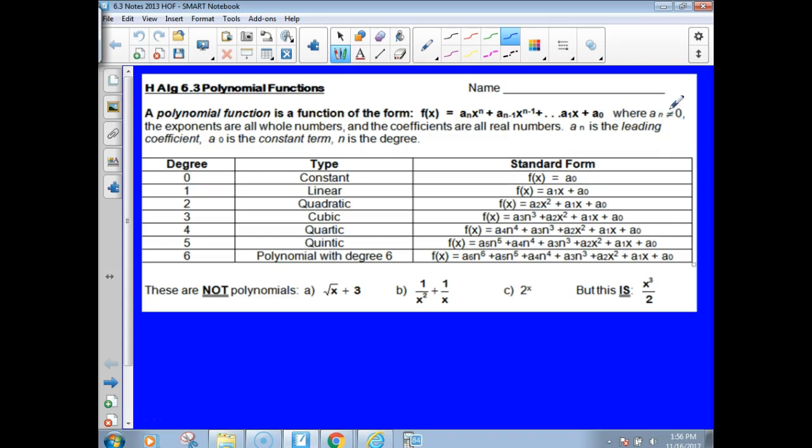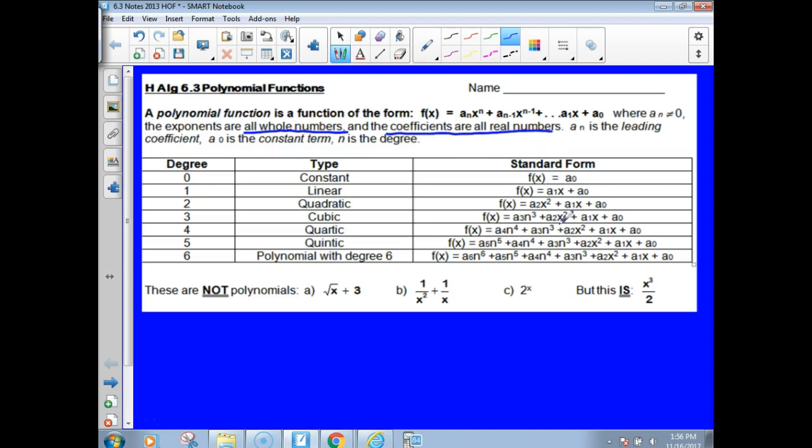So a sub n cannot equal 0. Okay. The exponents are all whole numbers. That's important. So they can only be 0, 1, 2, 3, 4, 5, 6, and up. Okay, the coefficients have to be all real numbers, all right? So a sub n is the leading coefficient, and a sub 0 is the constant term, which means it's the last one in the order from highest power to lowest power.